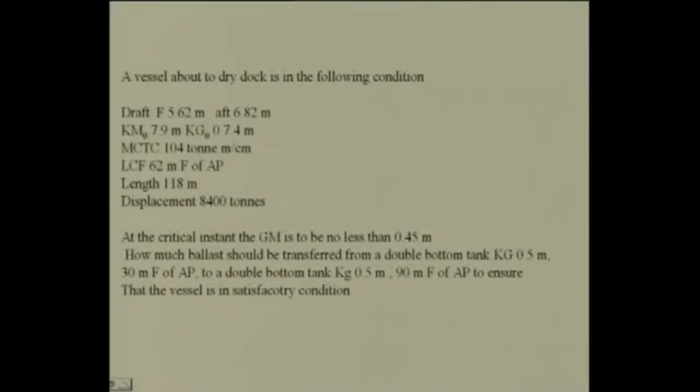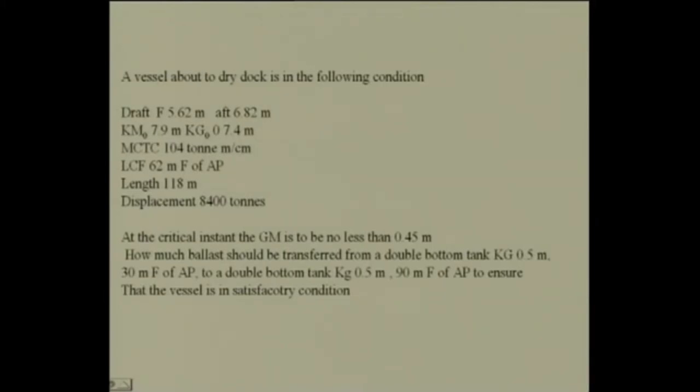Now you know your final trim and you know your initial trim, so you know your change of trim, and you know that change of trim is equal to moment changing trim divided by MCTC. So, you find the moment changing trim, and the moment changing trim is W into distance moved. W is the weight. W is the question and D is given, so you have to find W. The problem just goes like that.